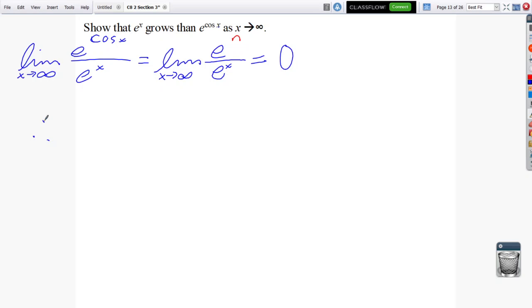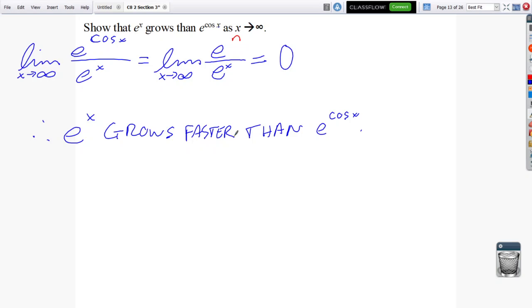Therefore, e to the x grows blank than e to the cosine of x. And to figure out whether it grows faster or slower, look and see that e to the x is in the denominator. Since we get 0 off of this, that means the denominator grows faster.